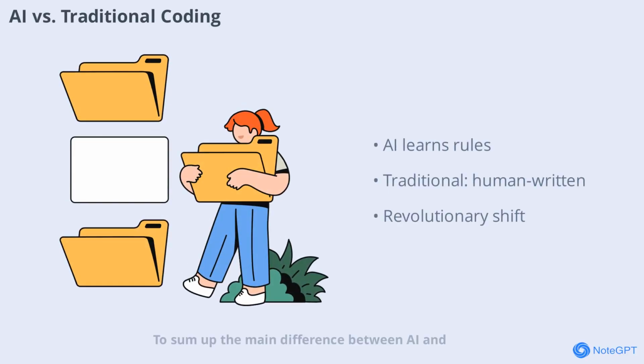To sum up, the main difference between AI and traditional programming is who writes the rules. In traditional coding, humans do all the work. In AI, the system learns from data and discovers the rules itself. This fundamental shift is what powers the AI revolution we see today.